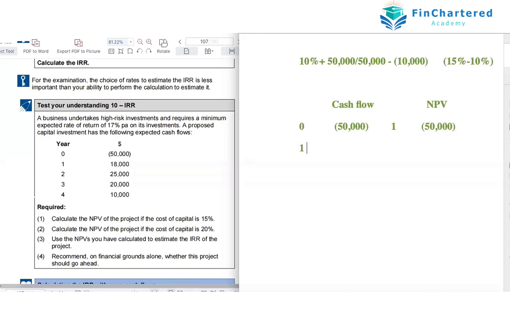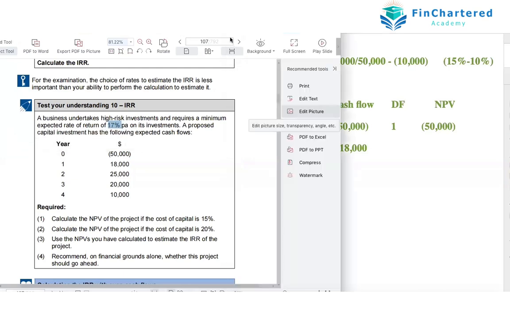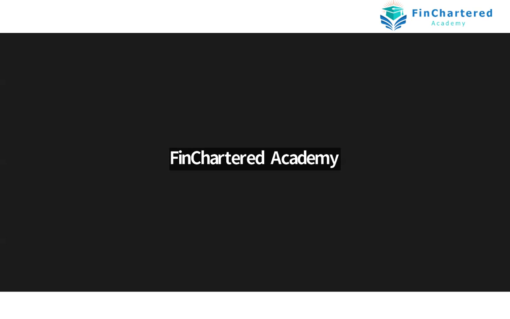Then the first year, going back to yesterday's class, basically. This is a revision of yesterday's class. The discount factor here will be, again, just use the discount factor table. 17% for 1 year. Again, who can tell me what is the discount factor? You have to refer to the discount factor table. 17% for 1 year.